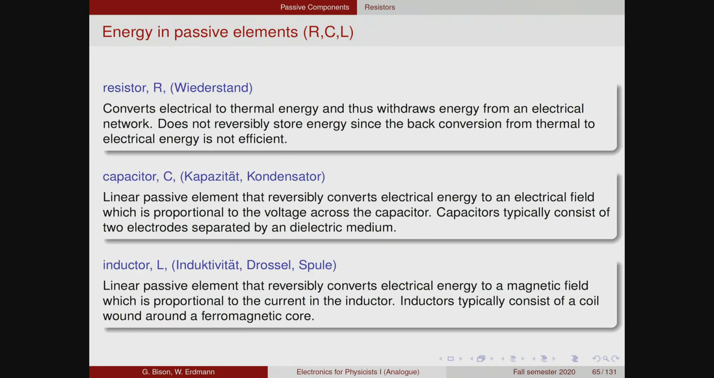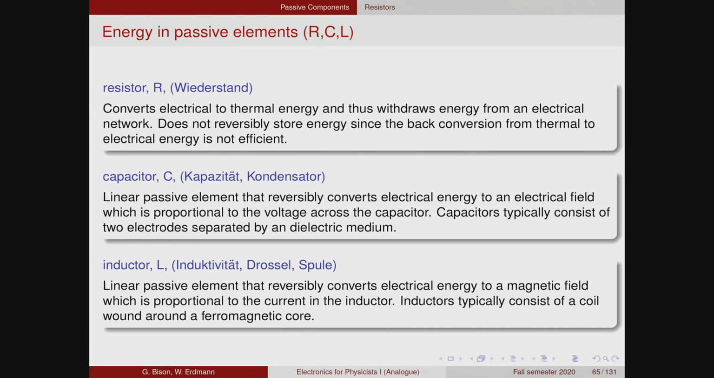Okay, next subject. First of all, do you have questions regarding resistors and networks? Okay, if not, we go to energy in passive components.